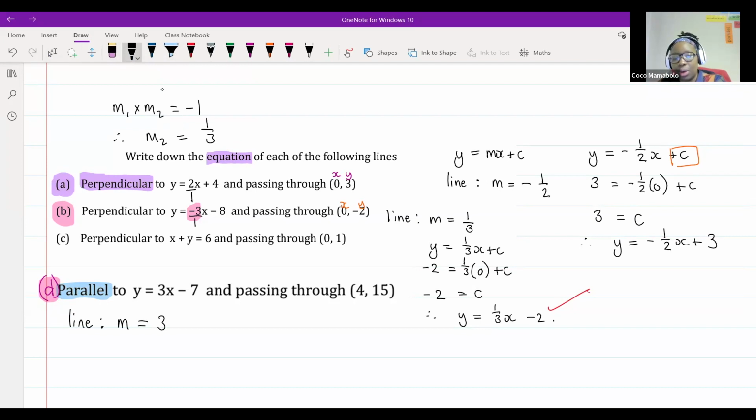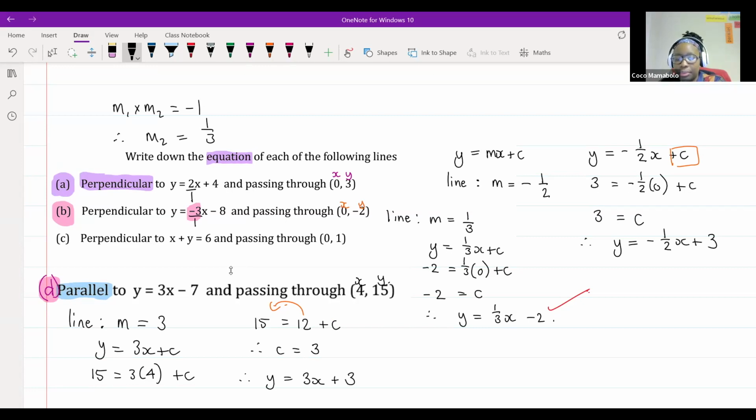So I can then use this y is equal to 3x plus c, and then I'm going to use these two values. I've got an x here and I've got a y there. So I'm then going to go 15 is equal to 3 multiplied by 4 plus c. So 15 is equal to 3 times 4, give me 12 plus c. Then my 12 must go over and minus, therefore c is equal to 15 minus 12, which is 3. Therefore, y is equal to 3x plus 3. All right, and that's the answer we're looking for over here.